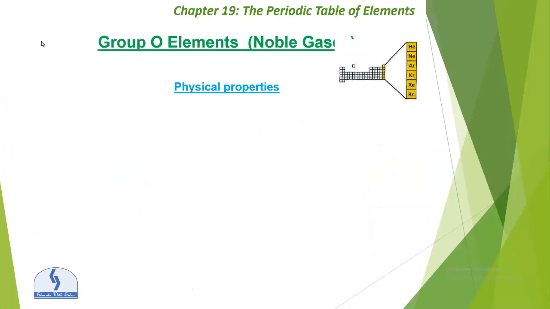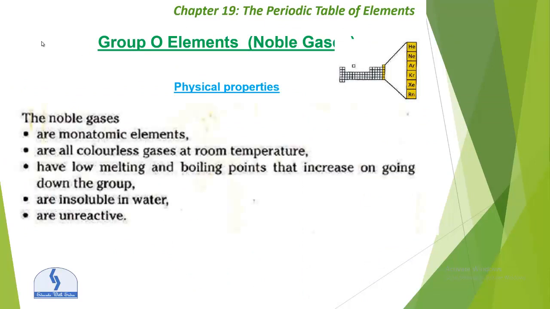Okay, now group number 0, that is the noble gases. Right, they are helium, neon, argon, krypton, xenon, radon. The physical properties: basically they are monoatomic elements and they are all colorless gases at room temperature. They have low melting points and boiling points that increase on going down the group. They are insoluble in water and they are very unreactive.